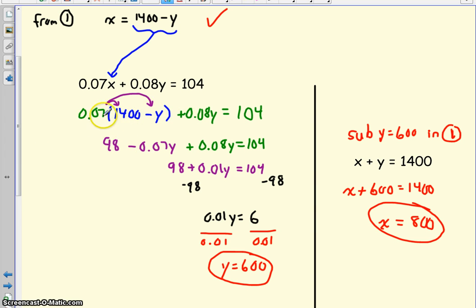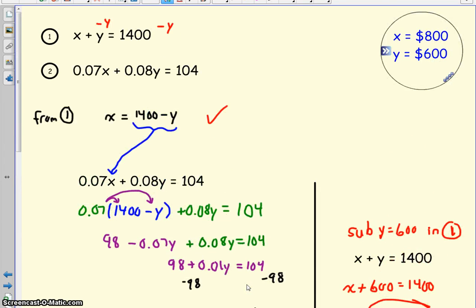I used the distributive property, went through the bracket, collected my like terms, brought the 98 over to one side, divided by 0.01, and I got y being $600. One of the things a lot of people forget when solving linear systems is that there's two solutions. There's an x value and a y value. It is a point of intersection that you're looking for. So once we have y, we're not finished. We have to find x.